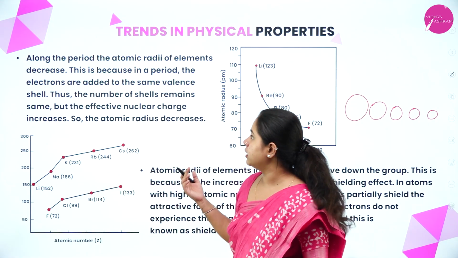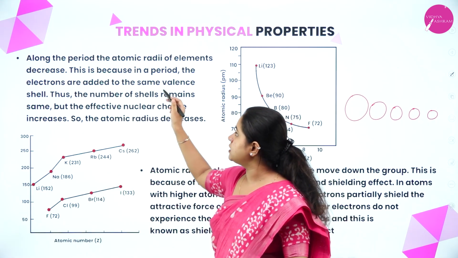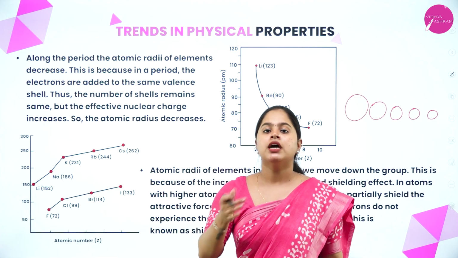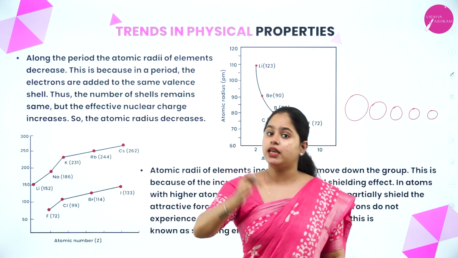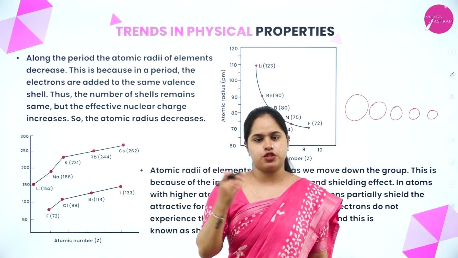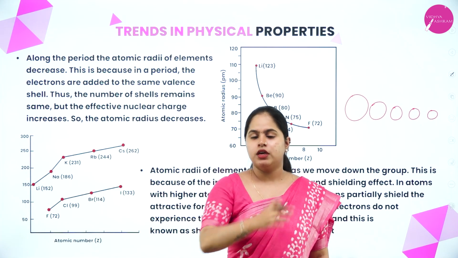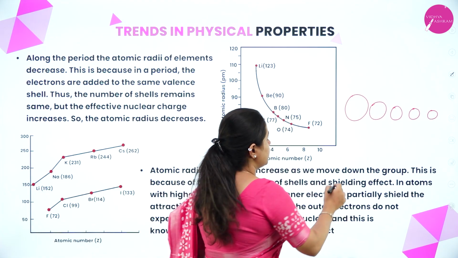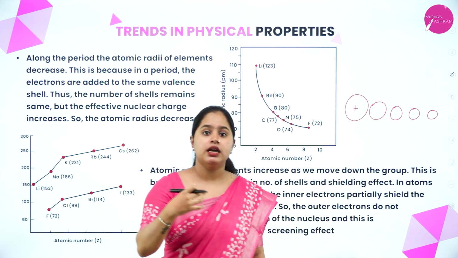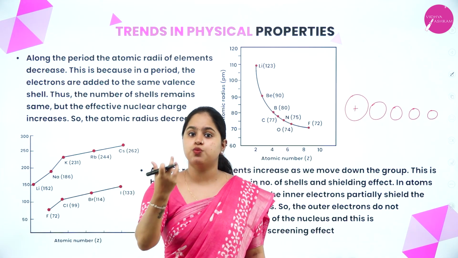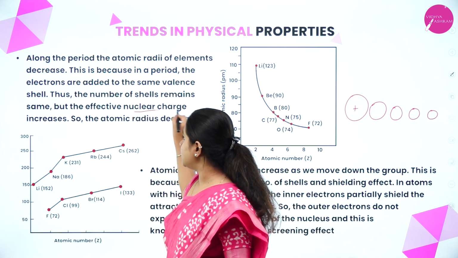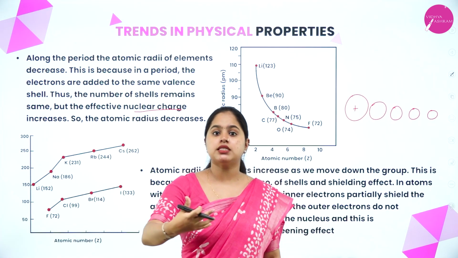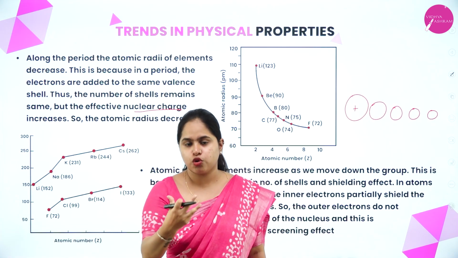What is written here? This is because in a period, electrons are added to the same valence shell. We discussed this before also. Along a period, the electrons are being added onto the same shell. The shell number is not increasing. That happens down the group. So the nucleus present in the center starts attracting the electrons more and more. The effective nuclear charge increases, and as the nuclear charge increases, the electrons are pulled more and more towards the nucleus.